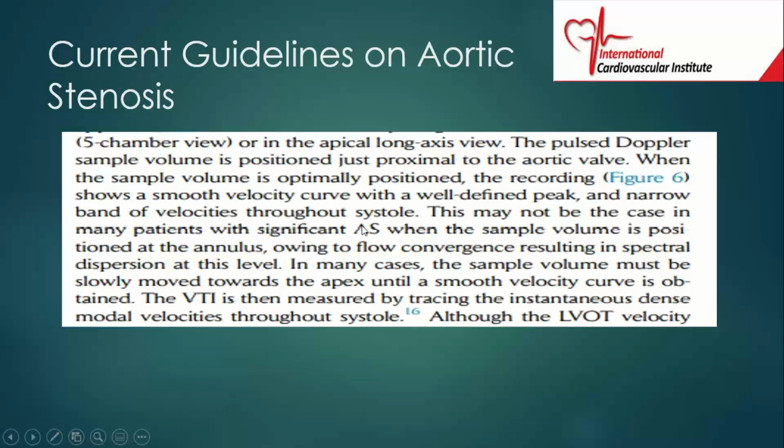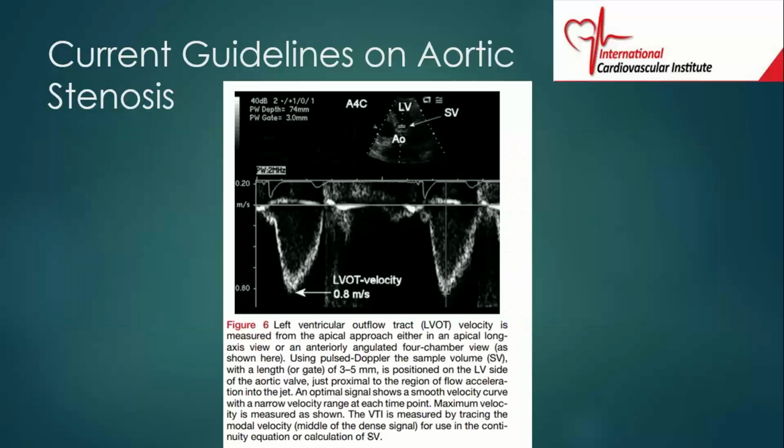This may not be the case in many patients with significant AS when the sample volume is positioned at the annulus, owing to flow convergence resulting in spectral dispersion. Essentially, you don't want to get too close to the valve. You want to get outside of that area, into laminar flow. And this is what you want to get.